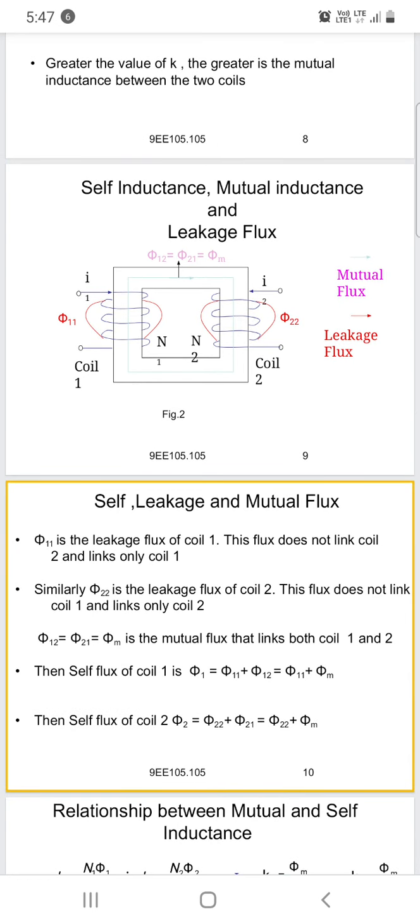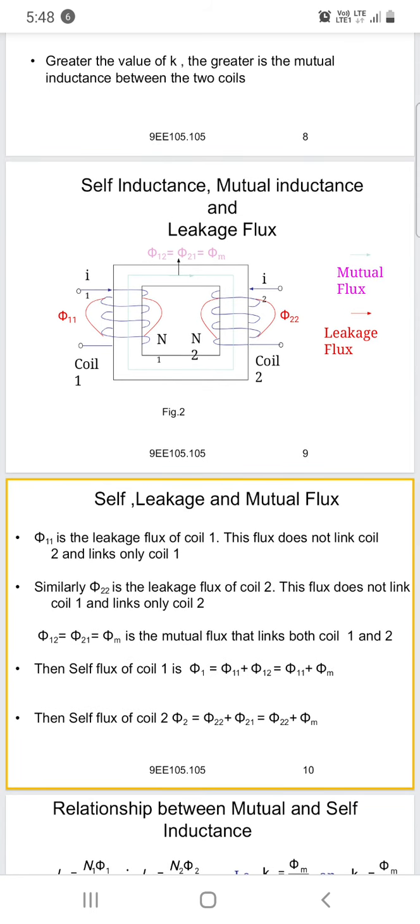Here in the first coil the flux is called phi 11. Next, in the second coil, coil 2, the flux produced is called phi 22.